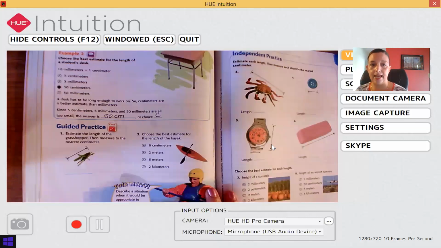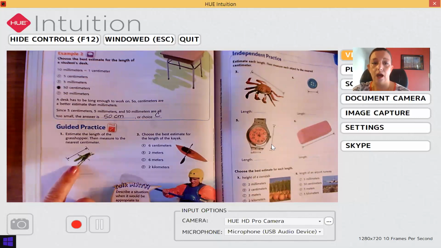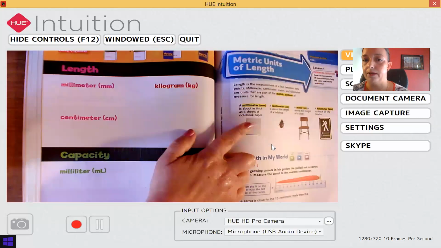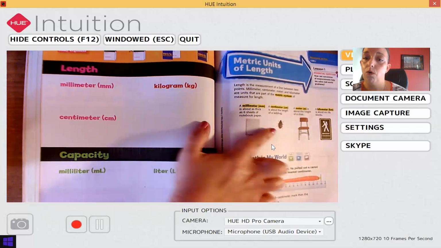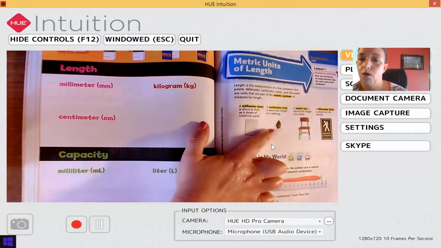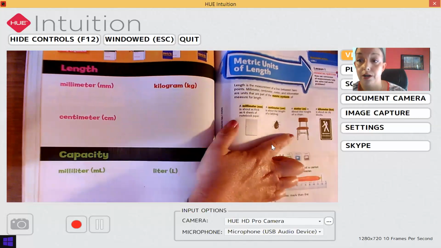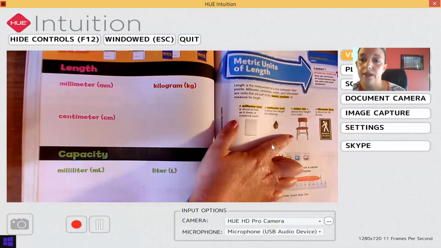Okay, so first it says, estimate the length of the grasshopper, then measure to the nearest centimeter. So when I'm looking at this, I'm thinking about the length of it, and I'm thinking back to the objects that it gave us examples of, right? Is it gonna be something that's really tiny, like the edges of 6 pieces of paper? Or is it more like a ladybug? Or is it more like a chair? A chair is too big for a grasshopper, right? So I think we're gonna go with centimeters.